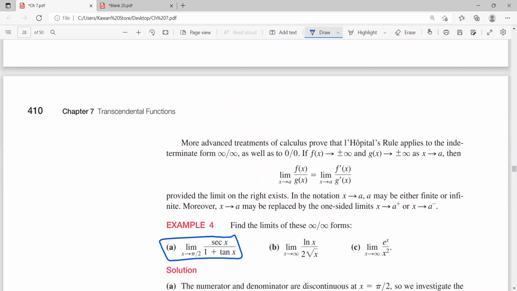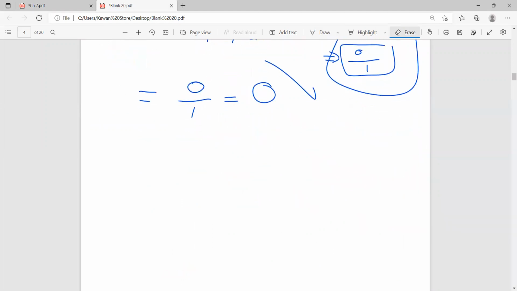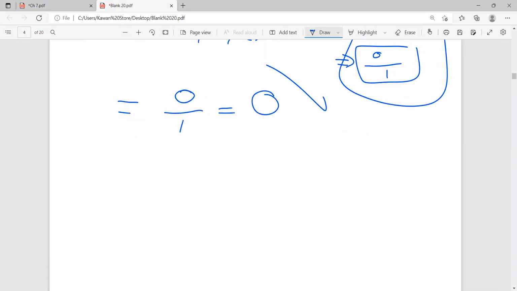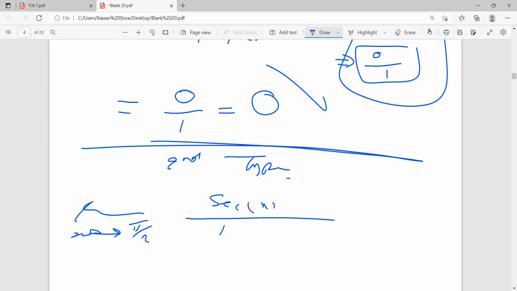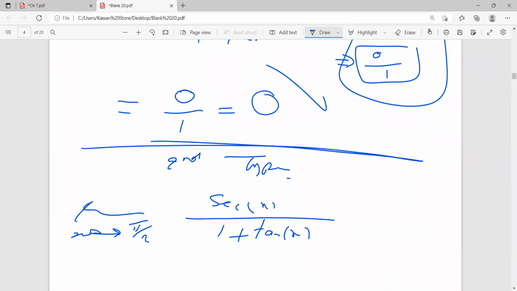Now we have sine and secant, so the second type. We have the limit as x approaches pi over 2 of secant of x, 1 plus tan. Was it 1 plus or 1 minus? 1 plus, okay, good. Now tell me, it is equal to what?